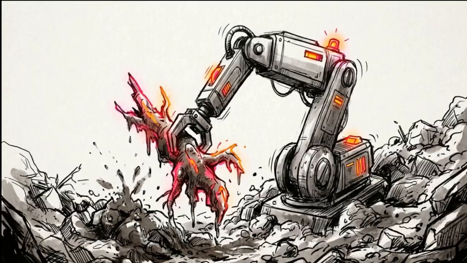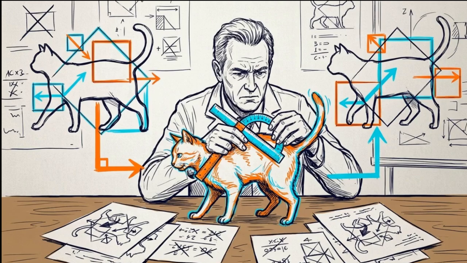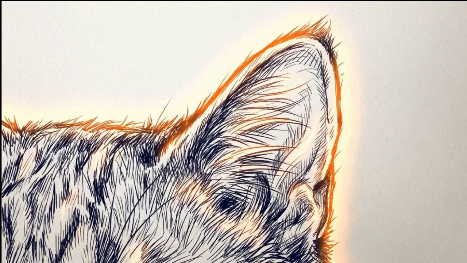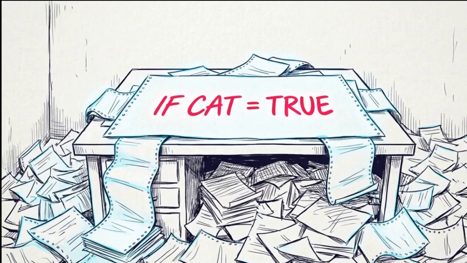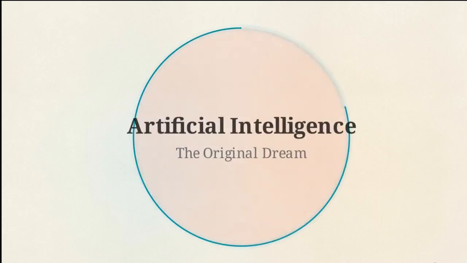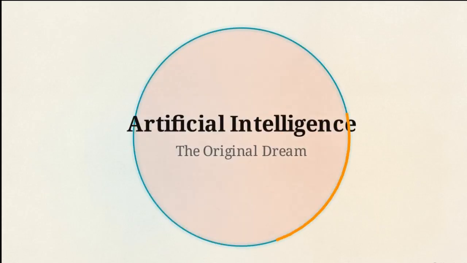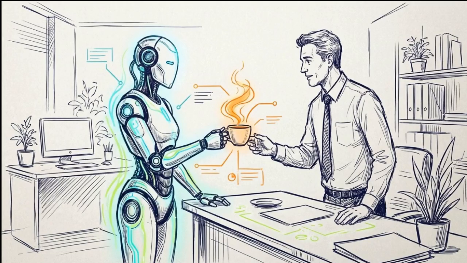But that rigid logic hit a wall when faced with the messy, unpredictable real world. Think about trying to write a mathematical rule for what makes a cat look like a cat, a pointy ear or a tail. The variations are endless, and you simply cannot write enough if-then statements to cover them all. So artificial intelligence is really just that big original dream. It is the broad goal of making a machine act smart, regardless of the specific method we use to get there.